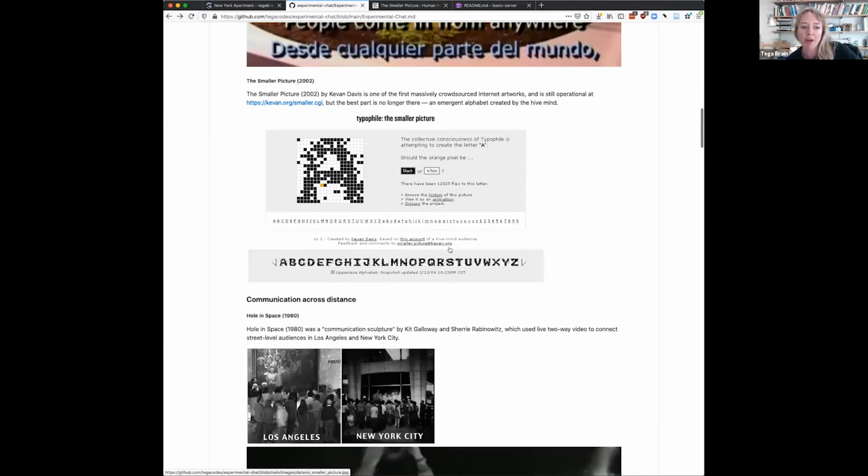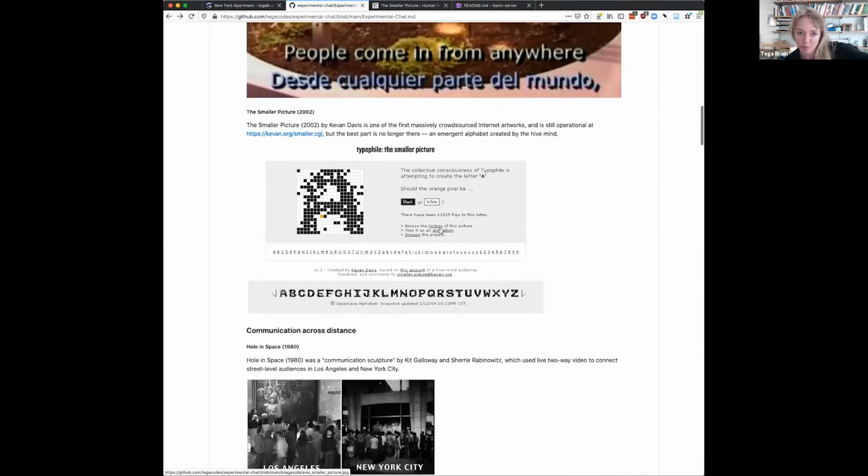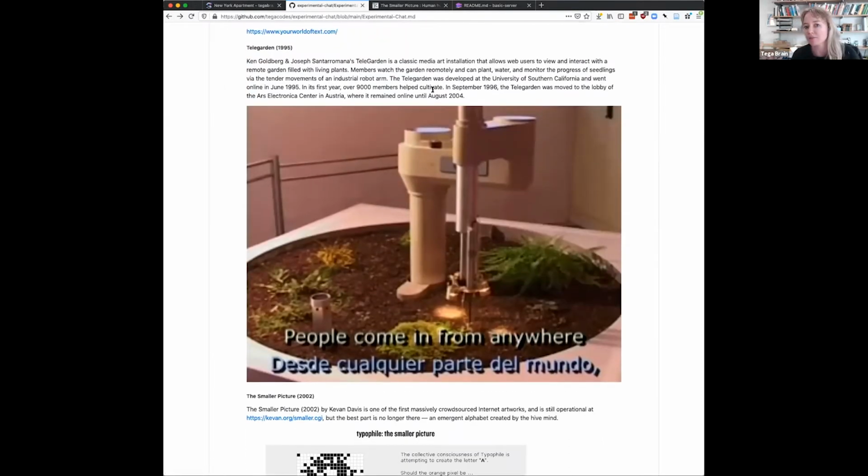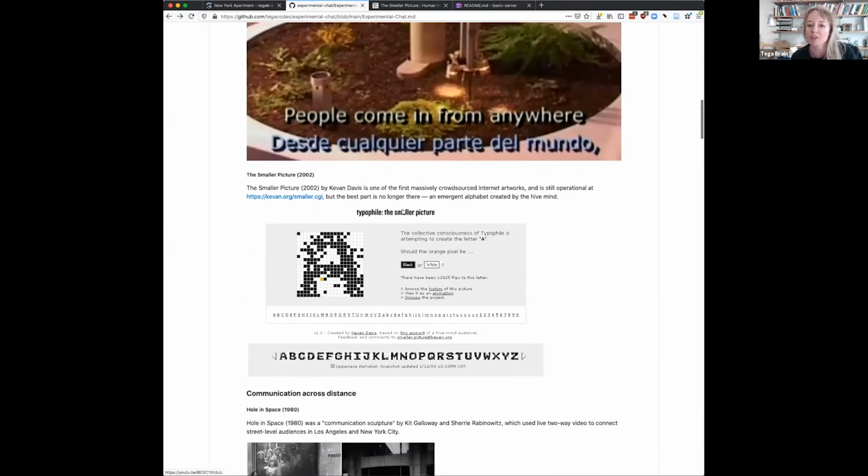So comparing the Smaller Picture to the Andrew Badir World of Text, in World of Text, I can type anything, I can do anything. In the Smaller Picture example, all I can do is change one pixel, right? So there's a really interesting broad scope of what's possible in these two works.